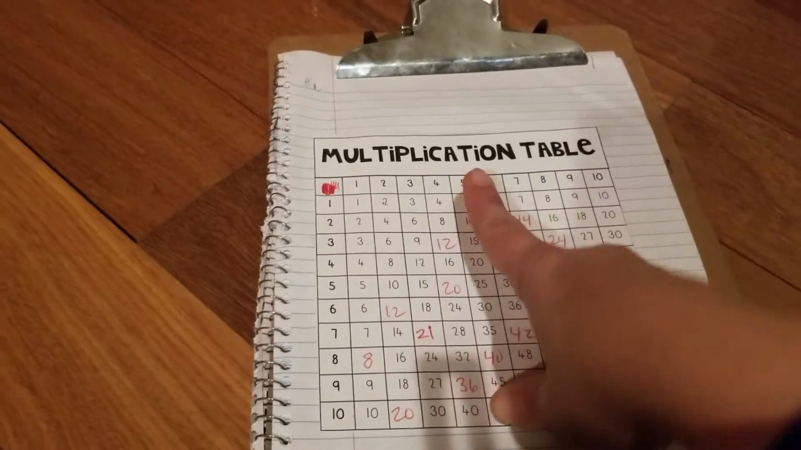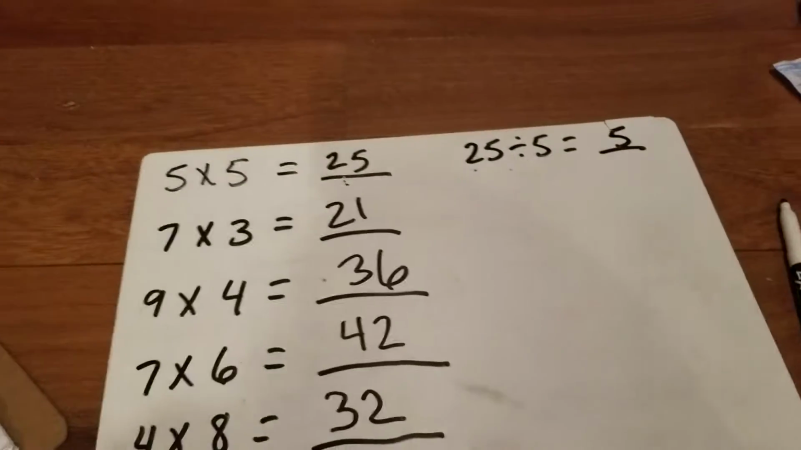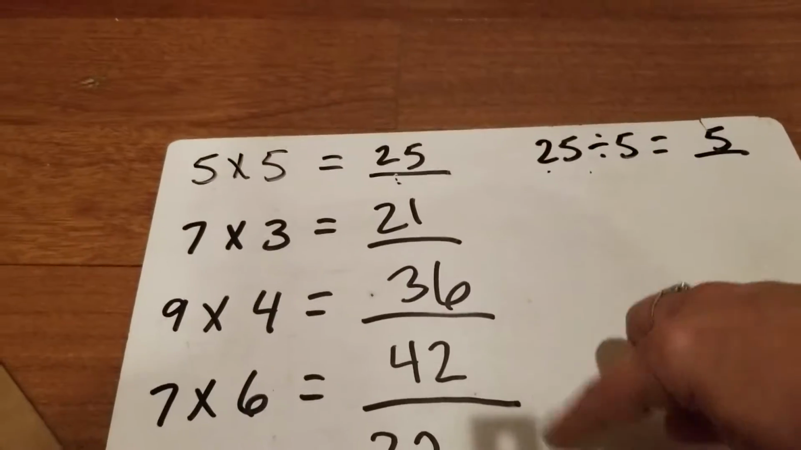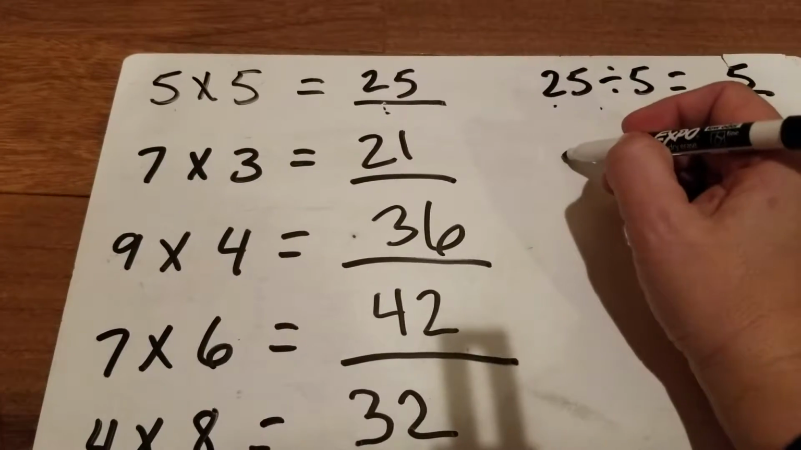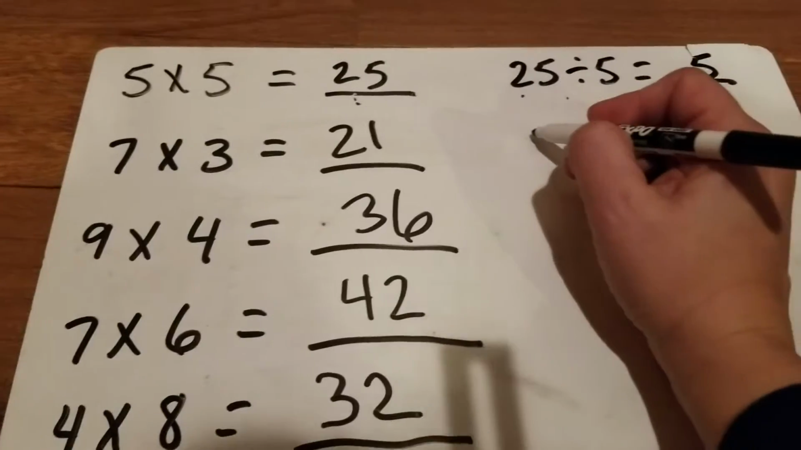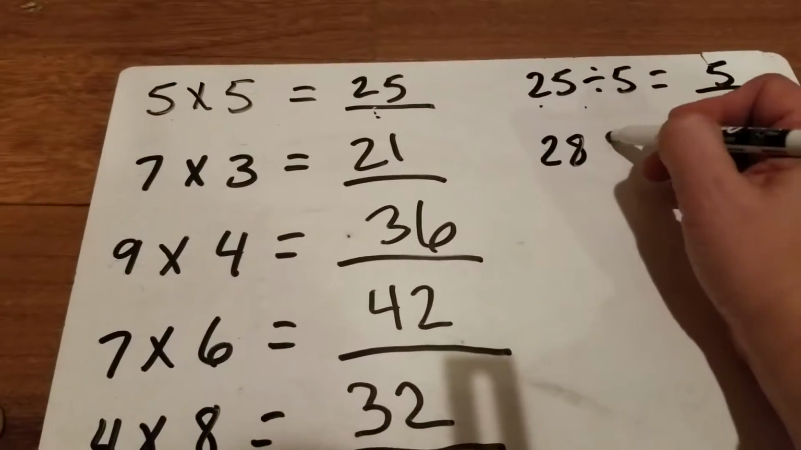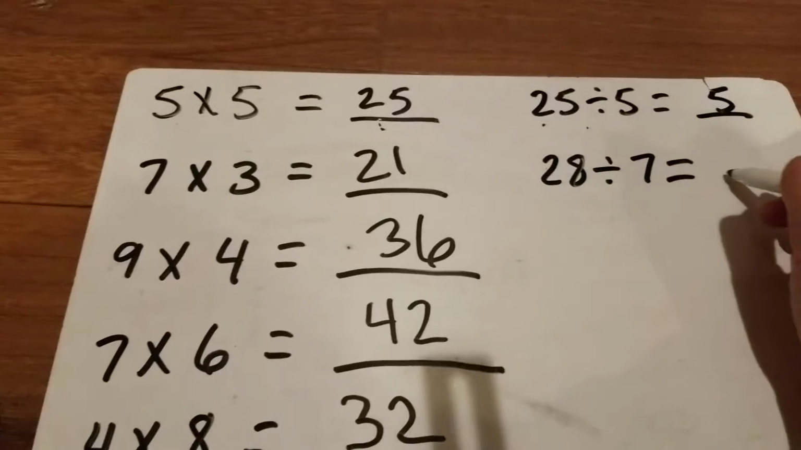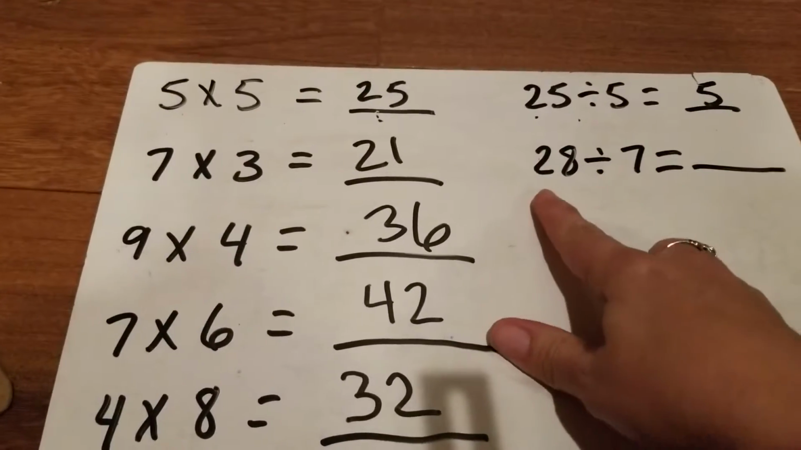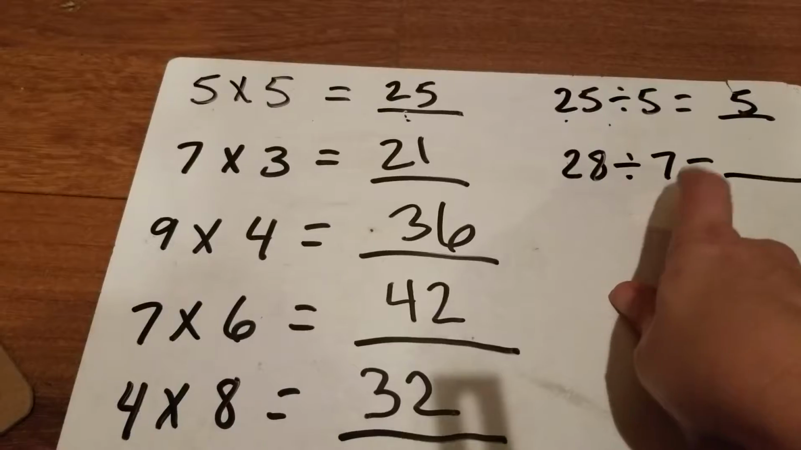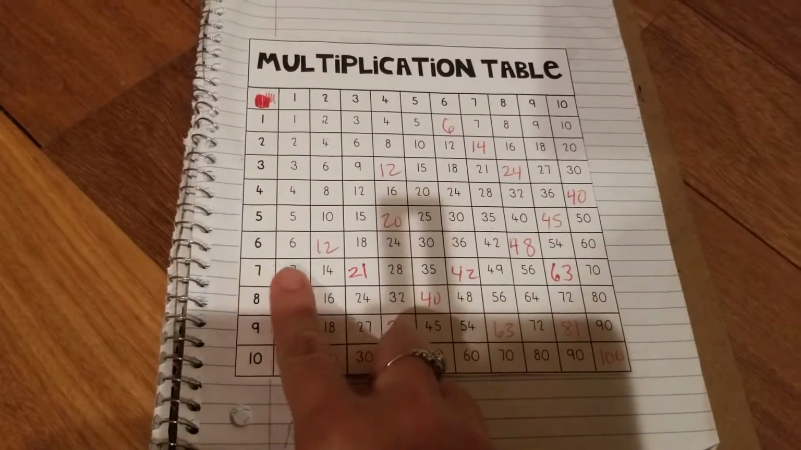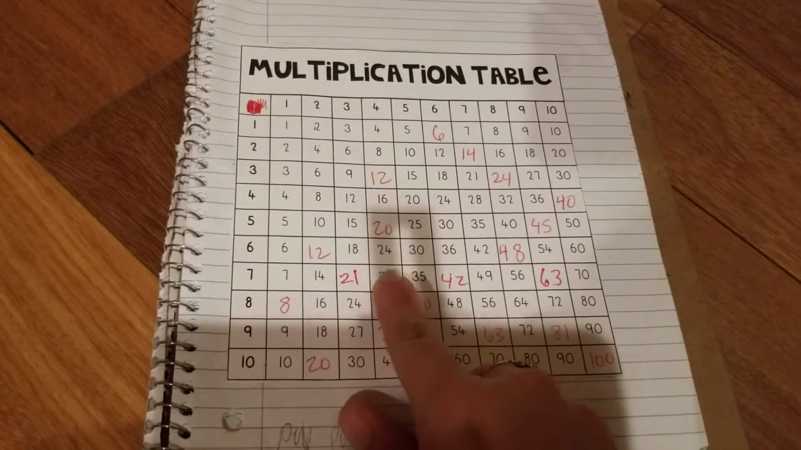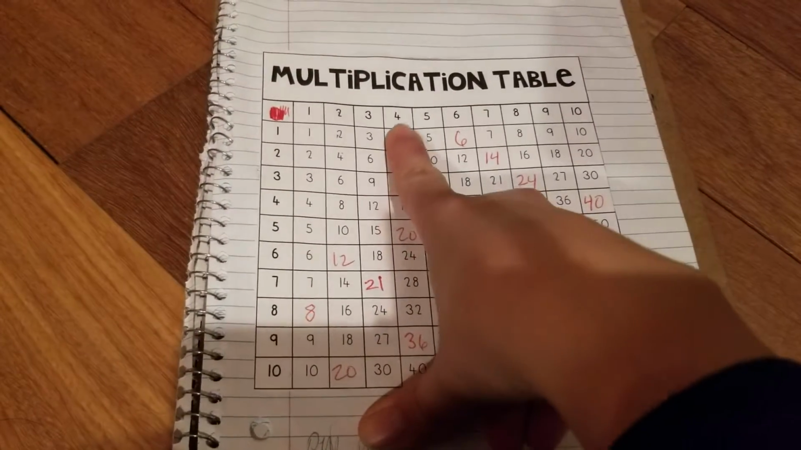Okay? So I'm going to try one that we don't have on here. All right? And then we'll come back and you can show me all these. All right? So let's try 28 divided by 7. Don't say the answer out loud. What you're going to do is you're going to be looking for 28 in the 7s row. So go over and find the 7s. I found 28 there. Now go straight up. So 28 divided by 7 is 4.